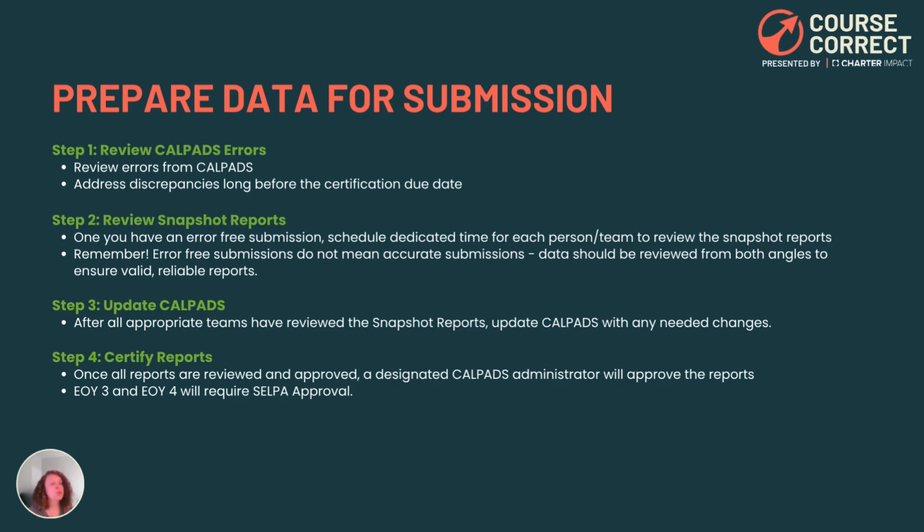You also want to ensure that you're reviewing those snapshot reports, the reports that CALPADS provides that have the student information, the summary information. The team should be looking at that information, giving it a glance, reviewing it from both angles, not just the error angle, but also the accuracy angle. Based on that review, you want to make any final updates in CALPADS before you certify the reports. So after everyone reviews them and says, yes, my part is good to go, it feels correct, then your CALPADS administrator can approve the reports. Do know that the EOI 3 and 4 do require self-approval. But once you hit those buttons, you are done with your EOI submission.